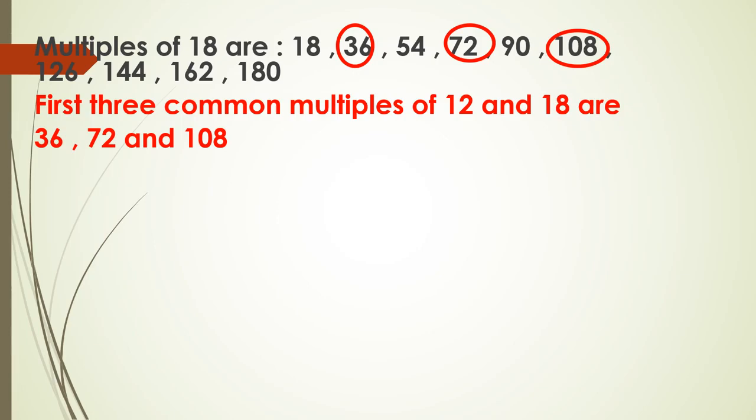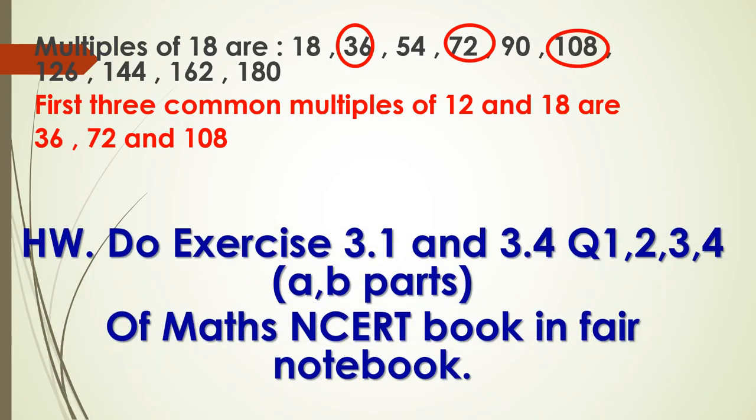So now your homework is to do exercise 3.1 completely, and exercise 3.4 question number 1, 2, 3 and 4, only A and B parts, of the Maths NCERT book in your fair notebook. Exercise 3.1 you have to do completely, but of exercise 3.4 from question 1 to 4 you have to do only A and B parts.